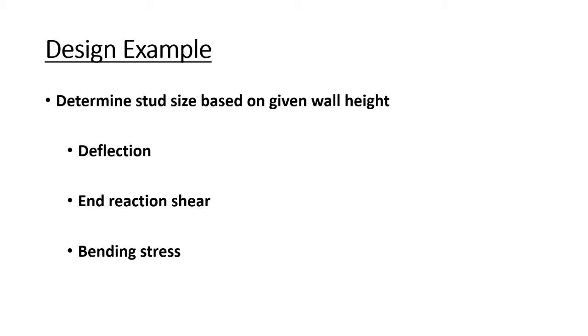End reaction shear is a function of the steel thickness of the stud and the stud's depth. As the wall gets higher, the end reaction of the head and base of the wall reaches a point where the web at these locations will buckle. Bending stress is a function of the yield strength of the steel and the geometric properties of the stud. The height of the wall is limited below the maximum allowable bending stress of the stud itself.